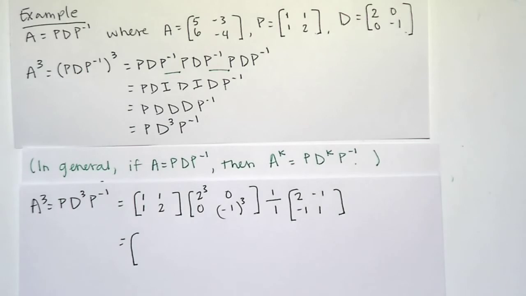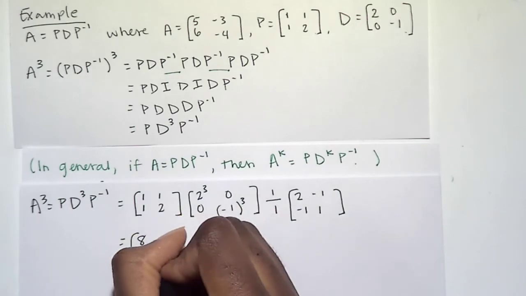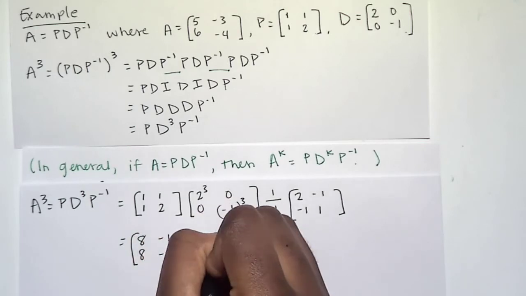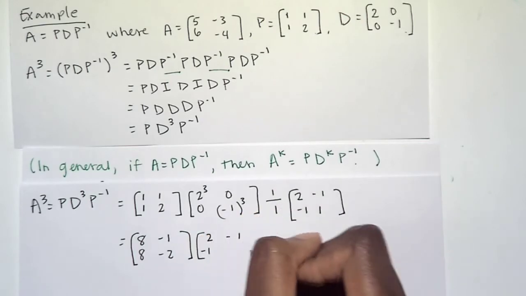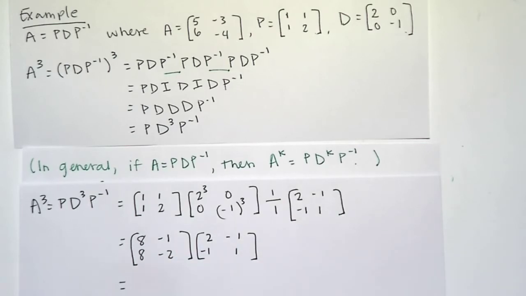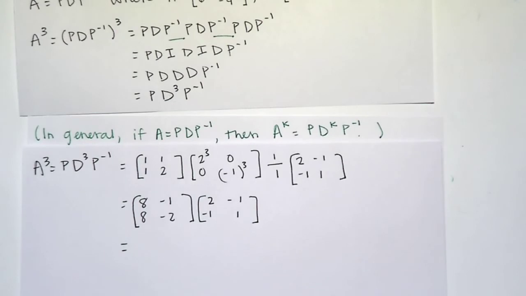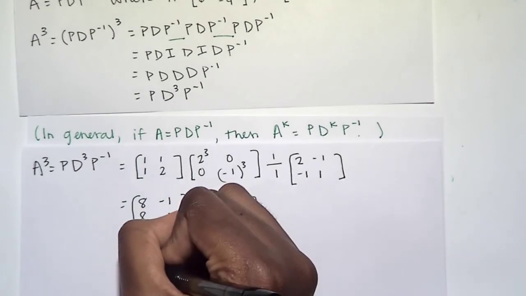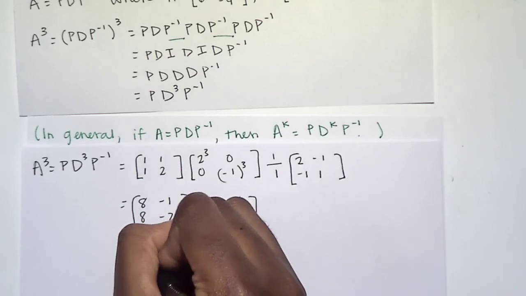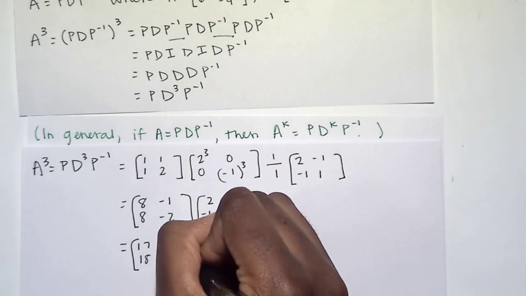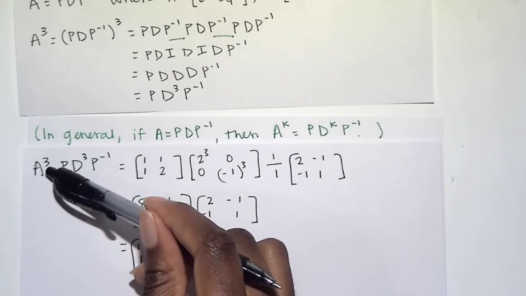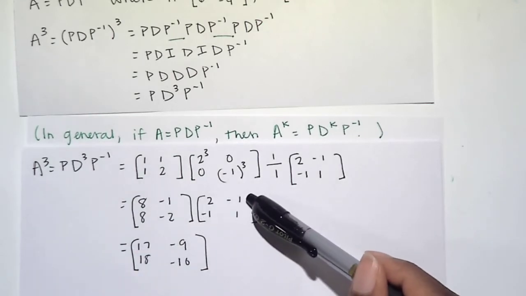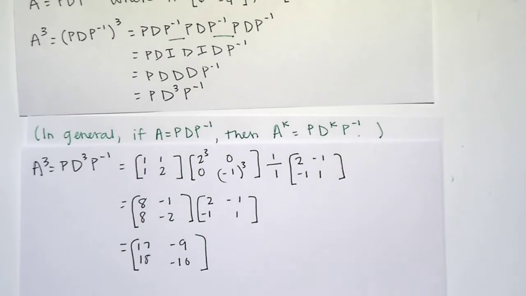Feel free to work this on your own and pause the video. I'm just going to jump straight to the answers here. 8, 8, negative 1, negative 2. And then we have this matrix here, the inverse of P. All right, and so when I multiply these two together, I get the matrix 17 down the columns, 18, negative 9, negative 10. All right, so this took about as much work as it would have taken to multiply A 3 times. But you can imagine when this number gets bigger, like A to the 100th, this method may be a bit easier, or at least easier computationally if you wanted to use a computer.